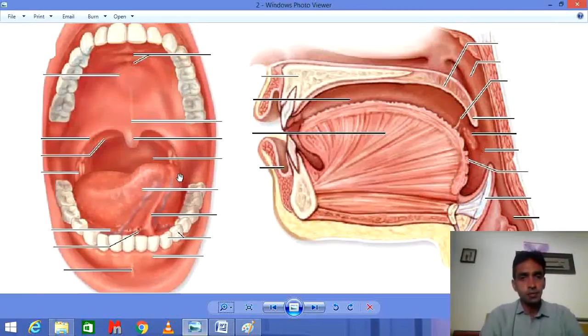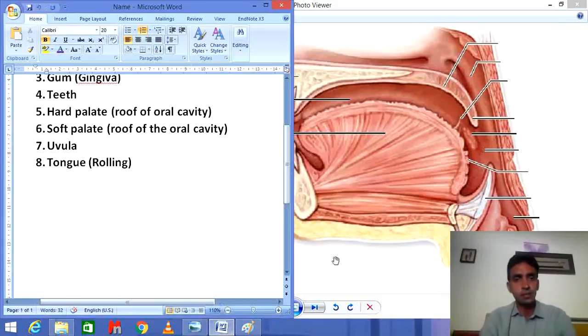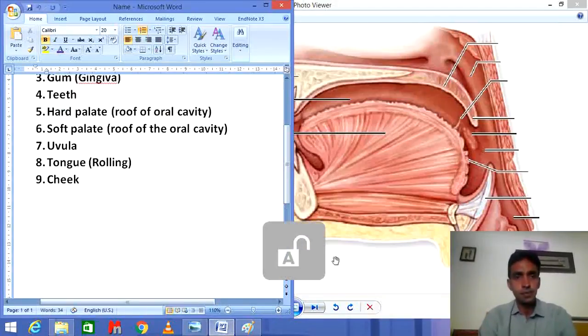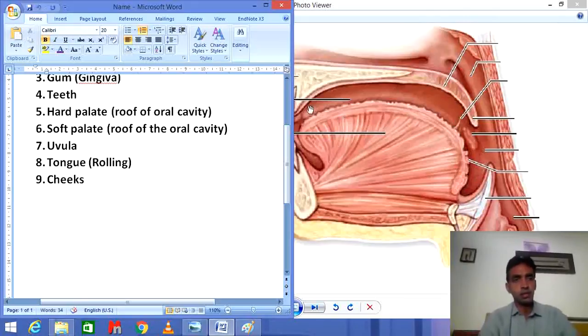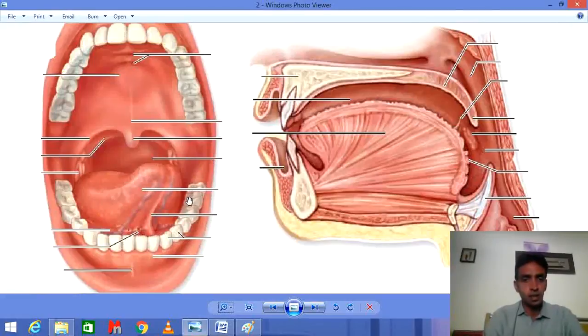On this side of the tongue, on the lateral side of the oral cavity, where there is no lip, the cheeks are present. This cheek and this cheek are present.